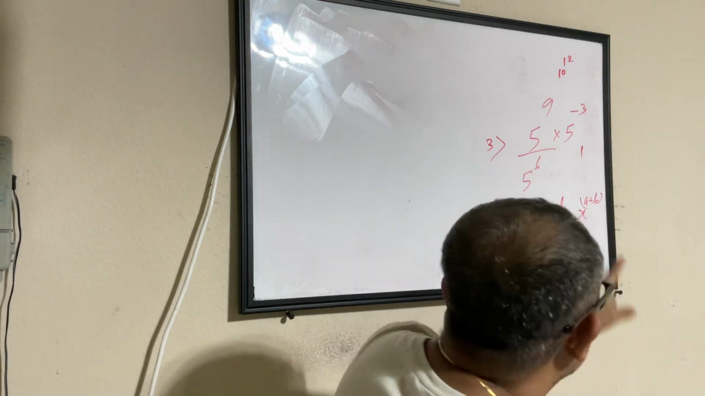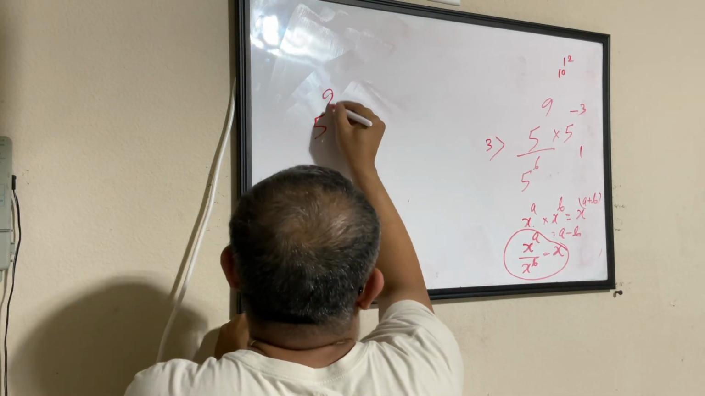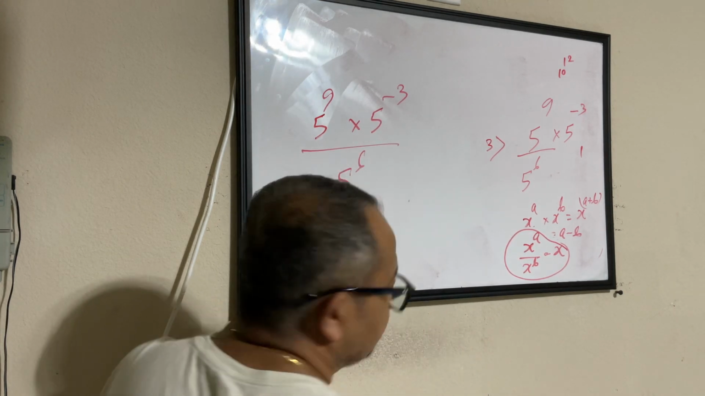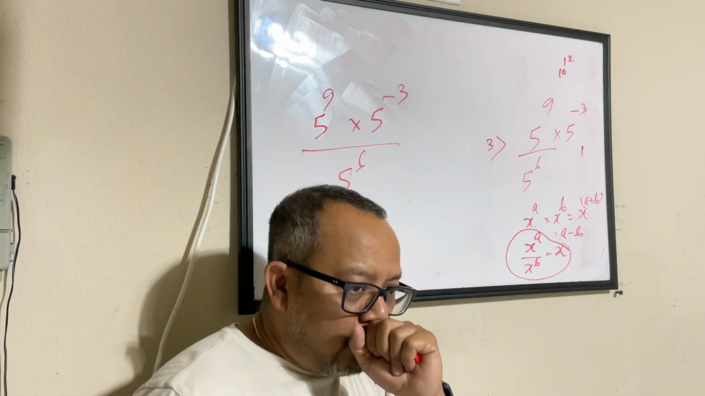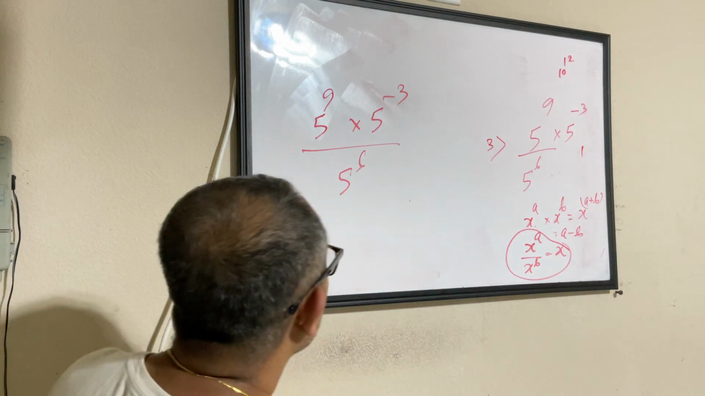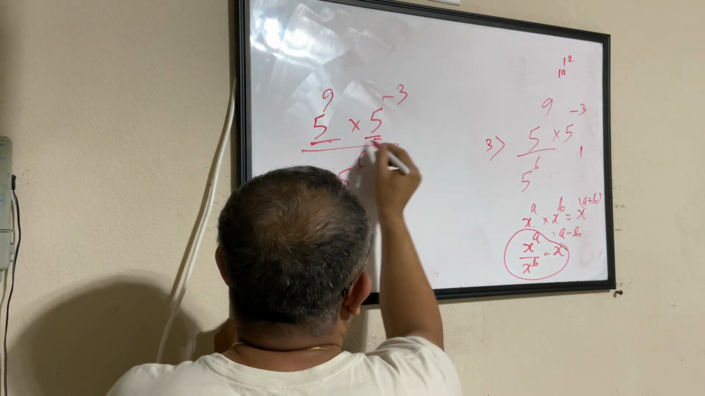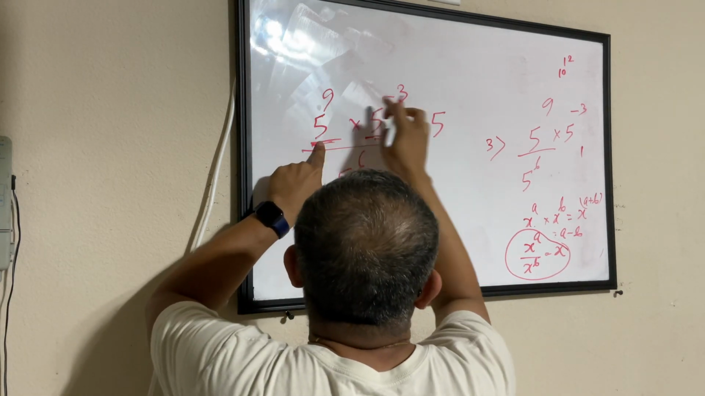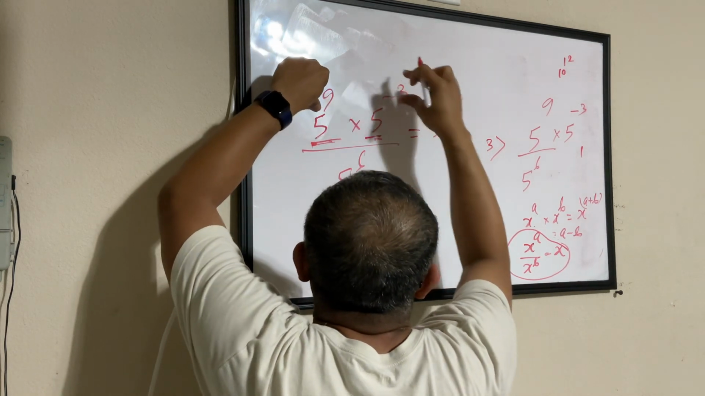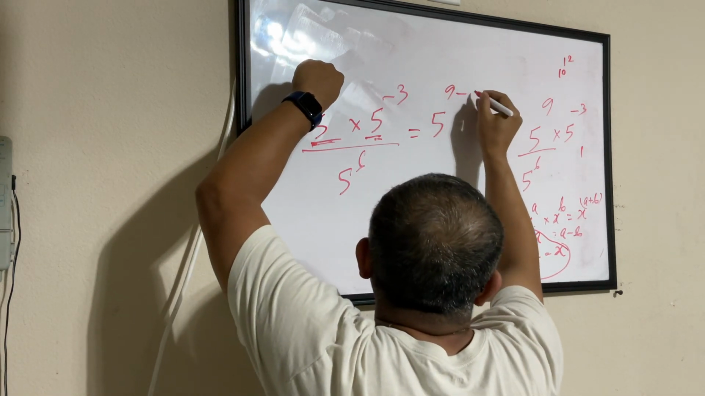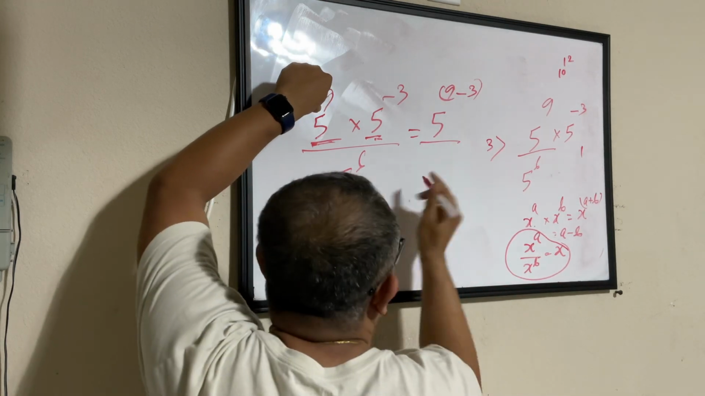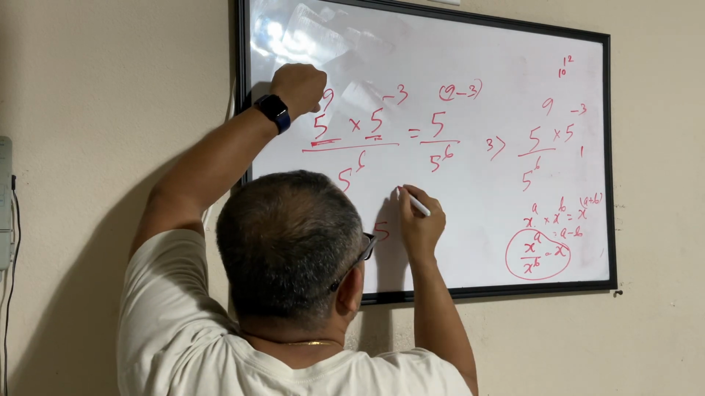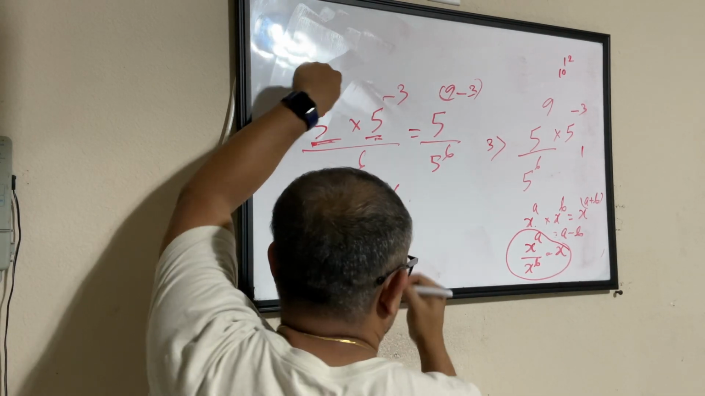Now let's look at this guy, third one. 5 to the power 9 multiplied by 5 to the power minus 3 divided by 5 to the power 6. Same thing. Oh, I have multiplication rule. I can apply because both have same base. That becomes 5 to the power 9 minus 3. Basically I am adding 9 and minus 3, which is 9 minus 3, divided by 5 to the power 6. What did I get? 5 to the power 9 minus 3 is 6, divided by 5 to the power 6.